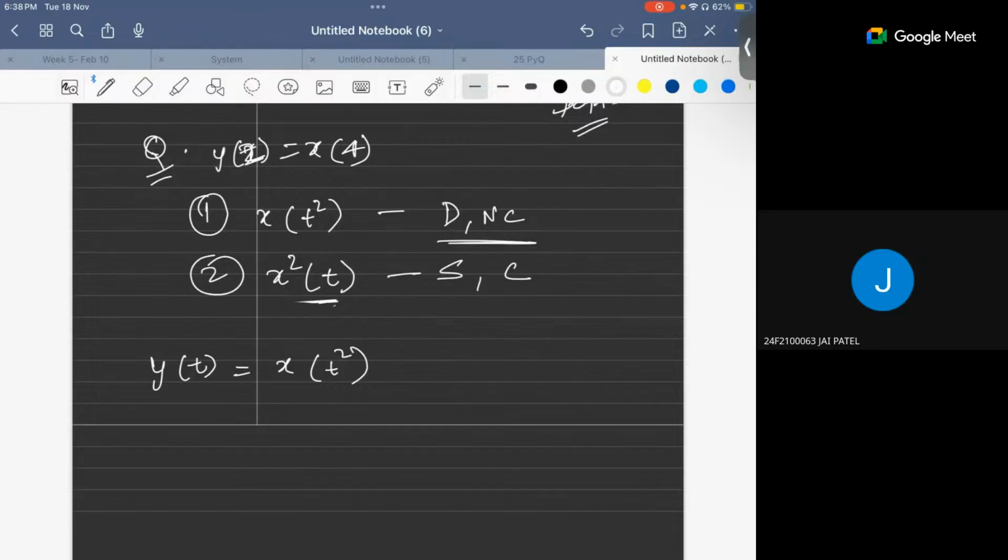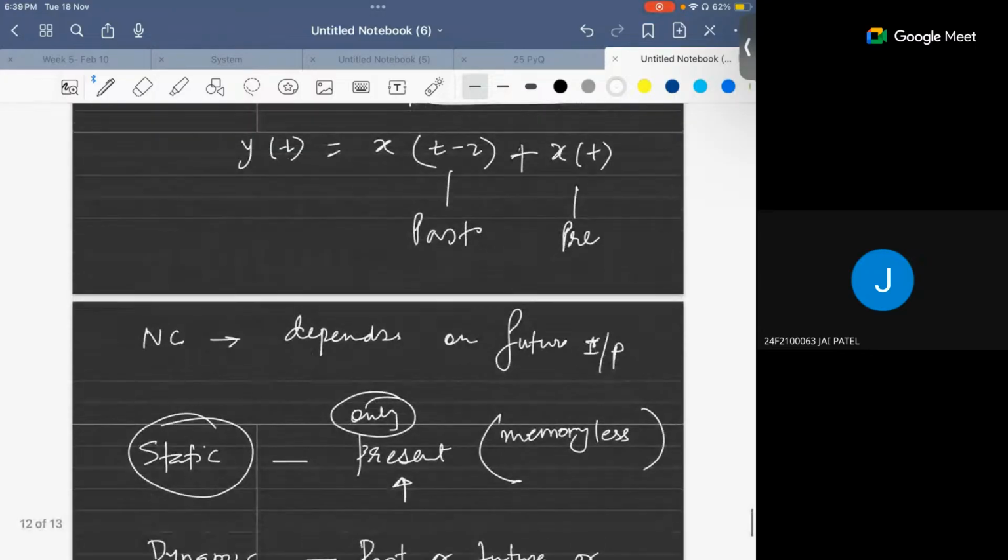I hope that is clear. Now, y of t. y of 2 depends on x of 4. That means this function depends on some future values, correct? The output at t equals 2 depends on the value at 4, so it depends on some future value. Some future term means it needs some data to store, so it is dynamic for sure. And future terms come, that means non-causal.